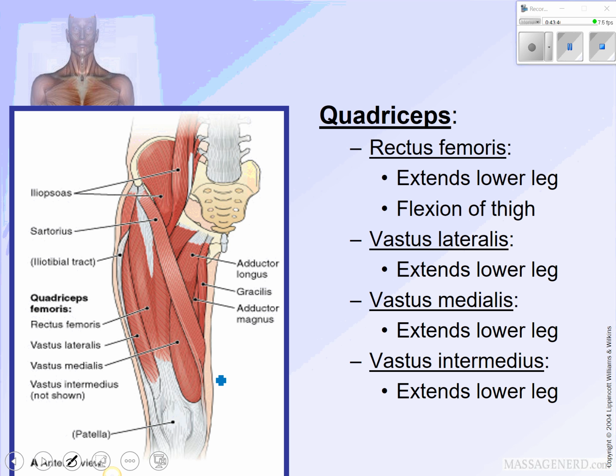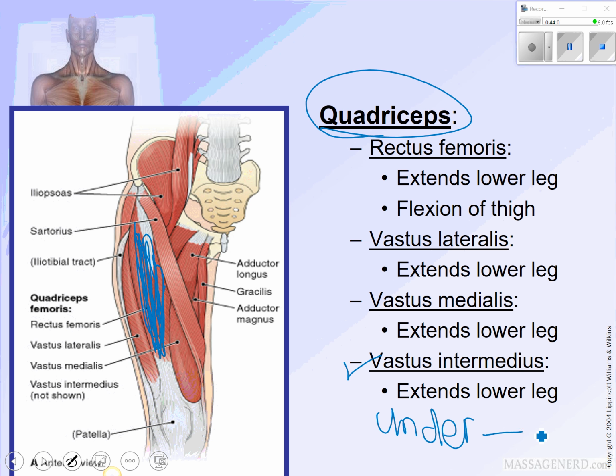Over here, these are known as your quadriceps muscles. The rectus femoris is in the front, and then you have a muscle on each side and one underneath that. The one underneath the rectus femoris is going to be the vastus intermedius. So it's underneath the rectus femoris. The vastus medialis will be the one on the medial side. The vastus lateralis will be the muscle on the lateral side of the leg.